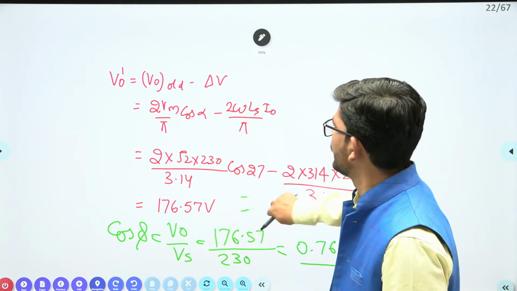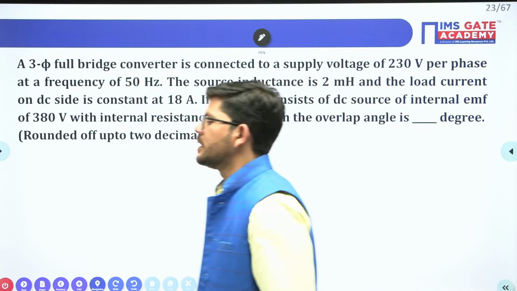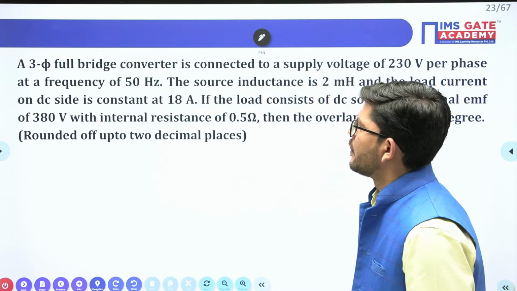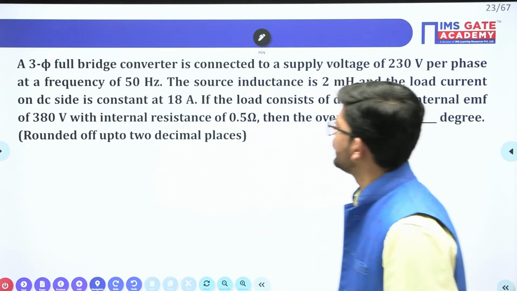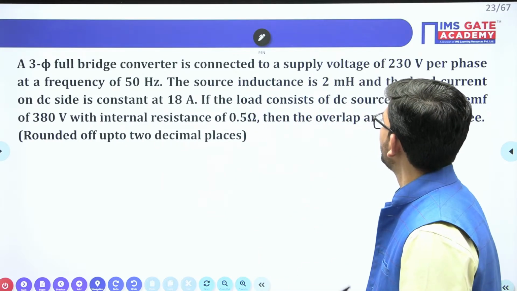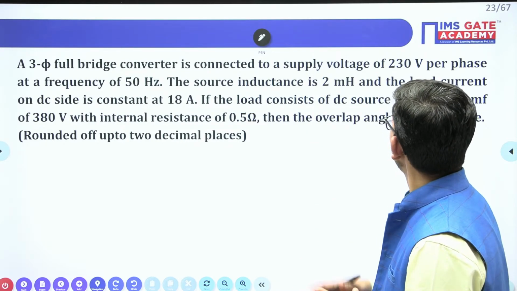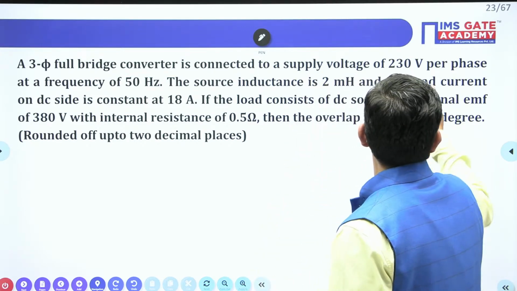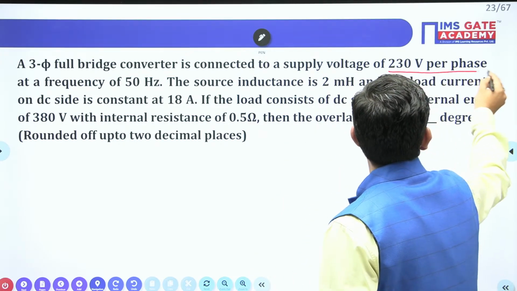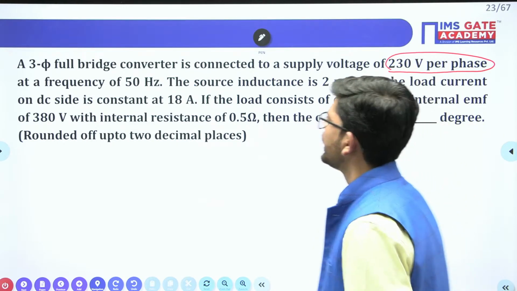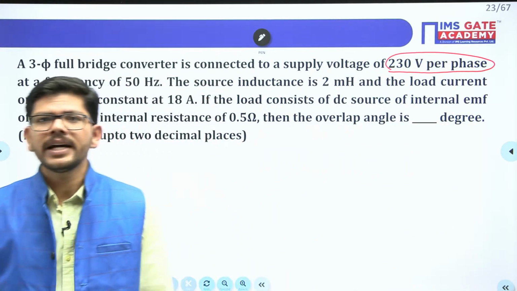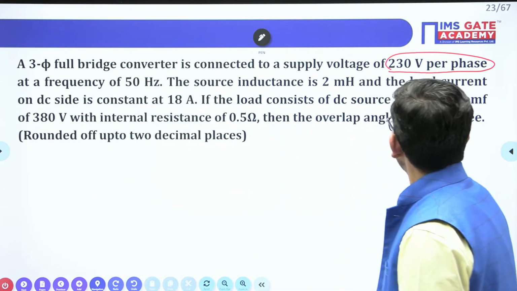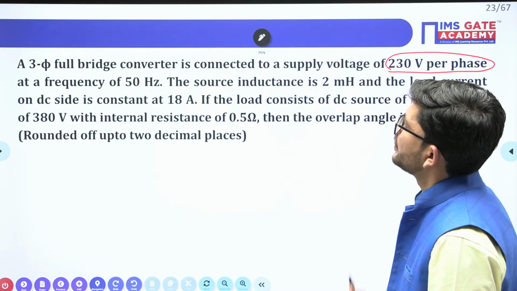Okay, now moving towards the next problem. So see what do we have here. A three-phase full bridge converter is connected to an AC supply, to a supply voltage of 230 volt per phase. Mind this word, we have 230 volt per phase. Do not ignore this fact. If you ignore this fact, you will not be able to get the correct answer. 230 volt per phase at a frequency of 50 hertz.